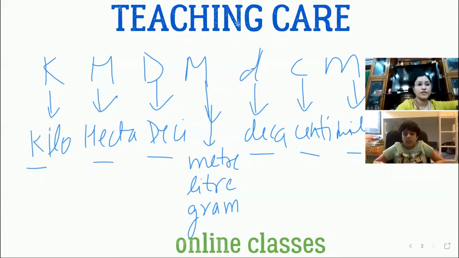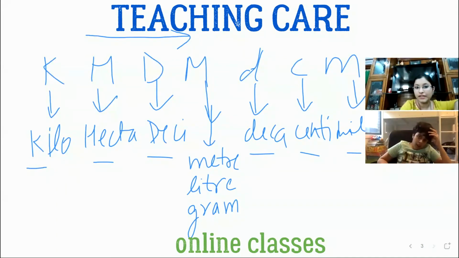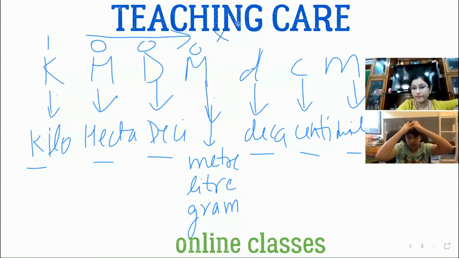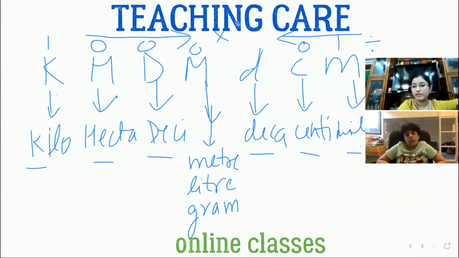Done. Now next thing that I told you is if we are going in this direction, from big to small, we multiply. If I want to convert from kilo to meter, I will place one here and zeros up to meter and will multiply. If I want to go in the reverse direction, like convert from 1 millimeter to 1 centimeter, I will place 1 and 0 here and divide. So going from this to this, multiply. From here to here, we divide.